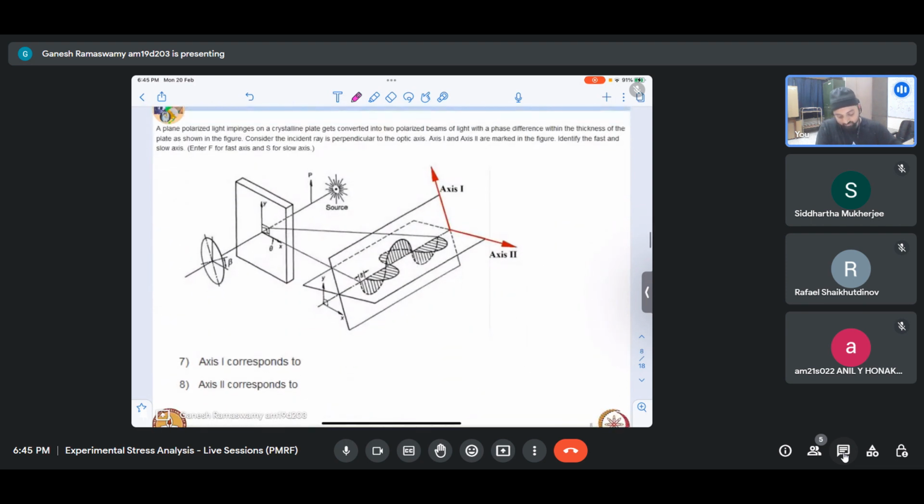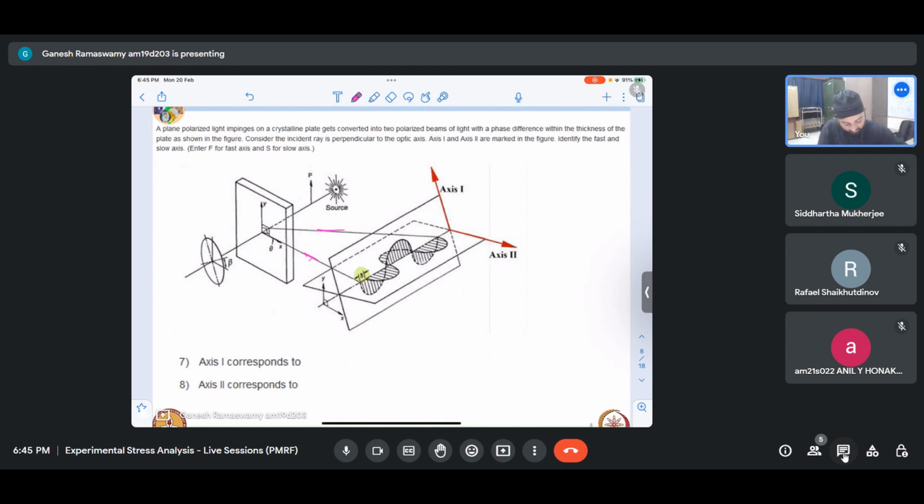Okay, let us move on to this question. A plane polarized light impinges on a crystalline plate and gets converted into two polarized beams of light with a phase difference within the thickness of this plate, as shown in the figure. We can see that we have a plate here, and once the light impinges, this is just a blow up of that plate, and we are able to see there is a retardation that has been introduced between the two polarized light waves through the thickness of this model.